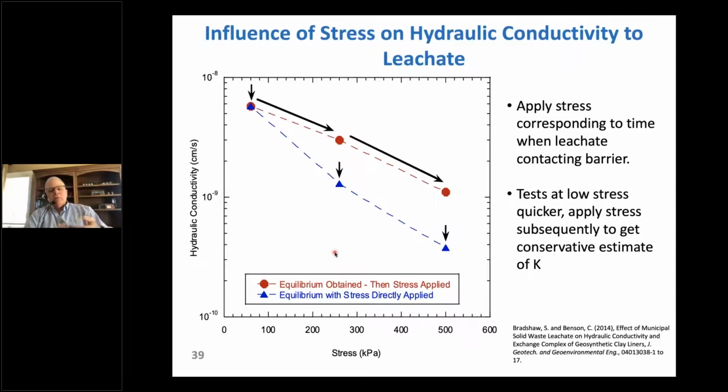If we run the test where we take it to chemical equilibrium at low stress and then increase the stress, we'll end up with slightly higher hydraulic conductivities, maybe a factor of 5. In contrast, if we run this specimen to chemical equilibrium at each of the stresses that we're interested in evaluating, it will take a very long time, but we'll also get lower hydraulic conductivity. So, more expedient: run the test at low stress, get it to chemical and hydraulic equilibrium, then increase the stress to evaluate how the hydraulic conductivity will decrease as the facility is filled, recognizing that there will be some error associated with that, and it will be on the conservative side.